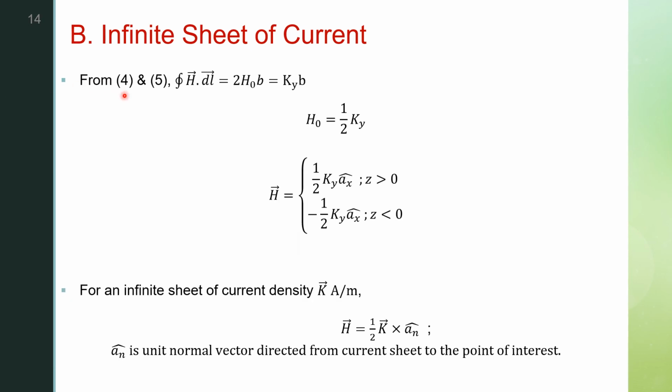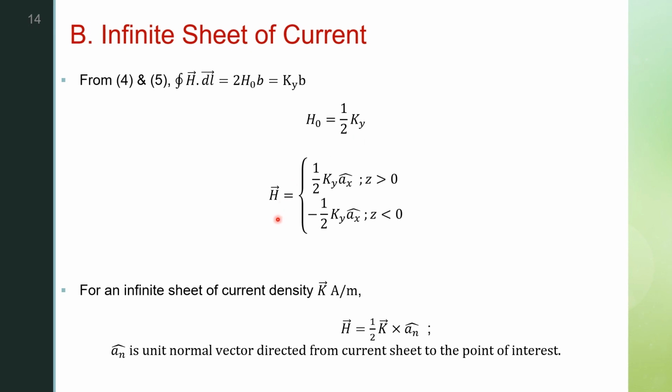So from equations 4 and 5, we get closed integral H dot dl is equal to 2H0b, that is equal to Kyb. Here H0 is still unknown to us; that was just an arbitrary value that we have taken. So solving equations 4 and 5, we will get H0 is equal to 1 by 2 Ky, where Ky is our current density.